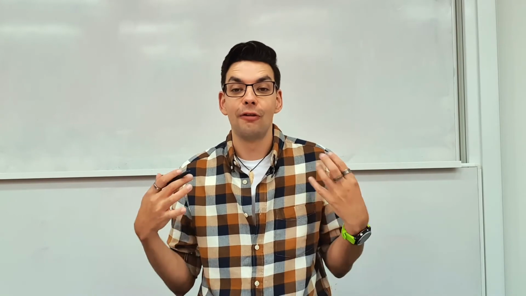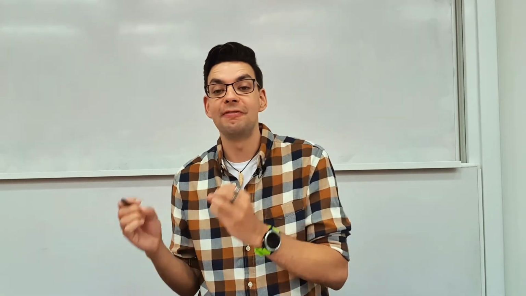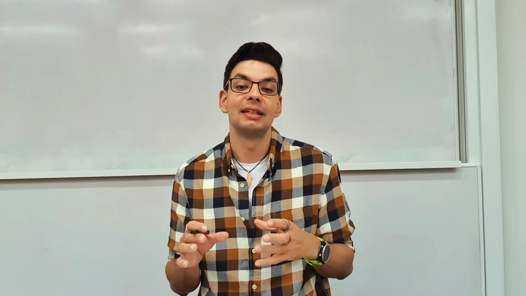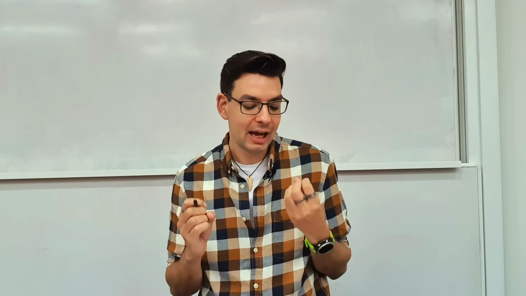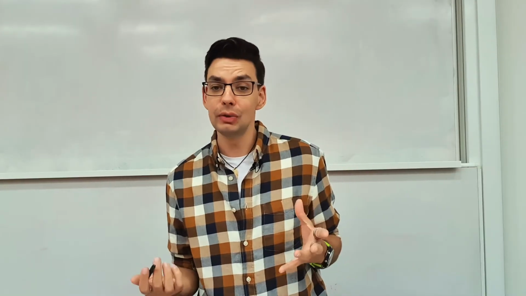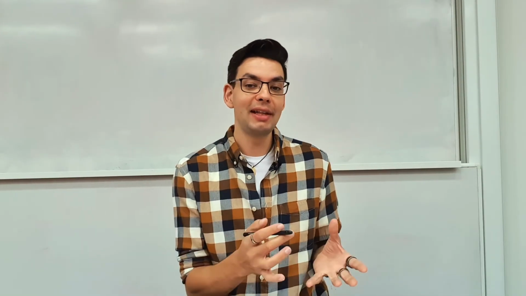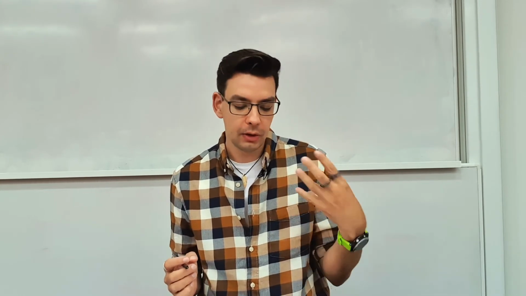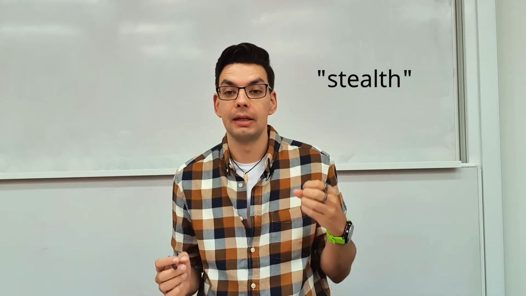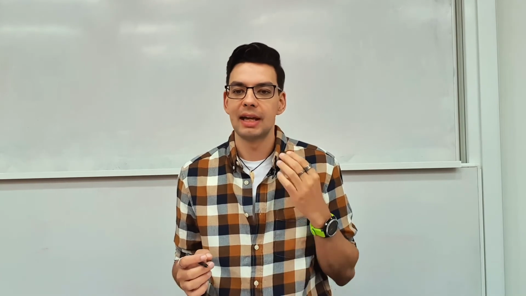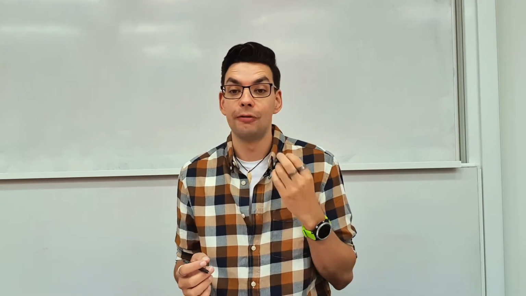Another version of this L occurs as velarized and dentalized before a voiceless interdental fricative th, so that we find it in words such as wealth, health, filth, tilth, and stealth. And here the thing to do, if you're not quite sure about this, is to say these words and then just stop whilst you're pronouncing the L. So if you say stealth and you stop in stel, you will feel that the tip of your tongue is actually pressing against the back of your front teeth.